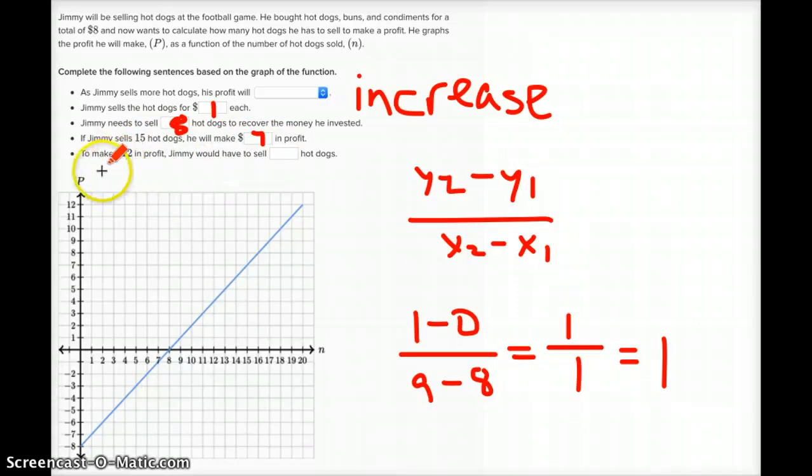And the last question asks, to make $12 in profit, how many hot dogs will Jimmy have to sell? So we look at $12 of profit up here, and we follow that all the way to where it intersects the line, and then we follow that down, and we find that at 20 hot dogs he'll have made a profit of $12. So here he needs to sell 20. And so that's that question.